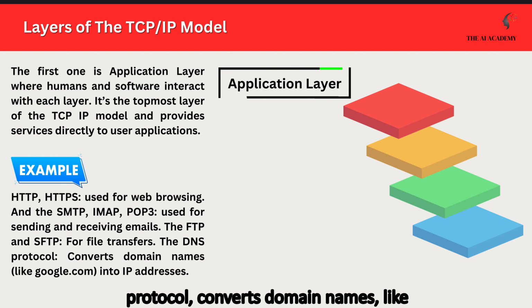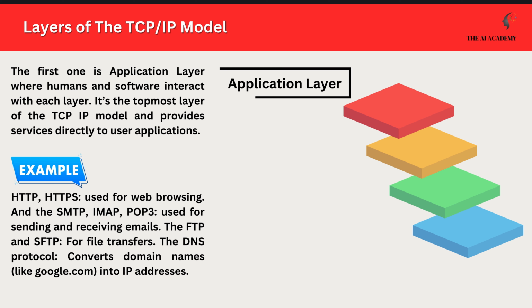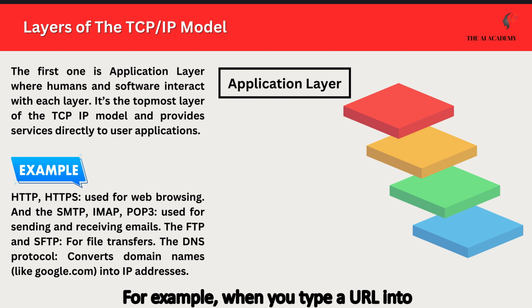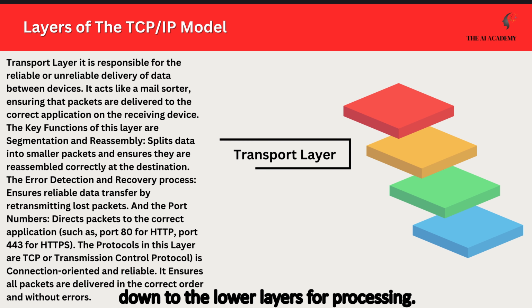The DNS protocol converts domain names, like google.com, into IP addresses. For example, when you type a URL into your browser, the application layer uses HTTP to format the request and send it down to the lower layers for processing. The next layer is transport layer.